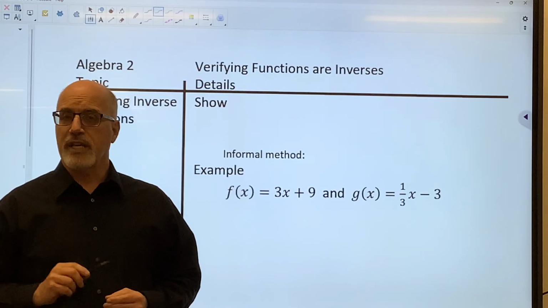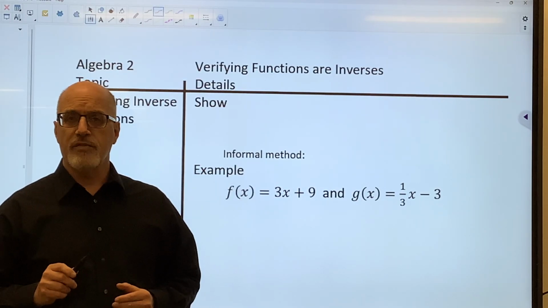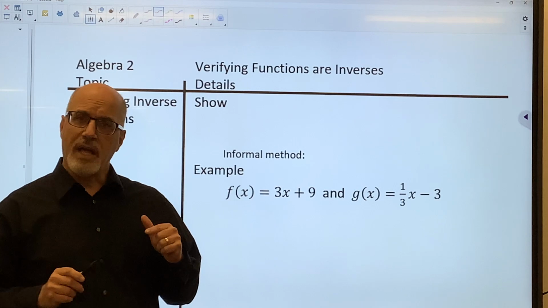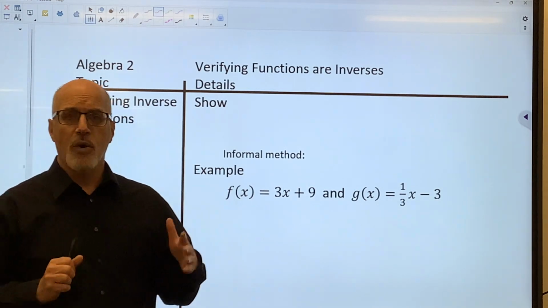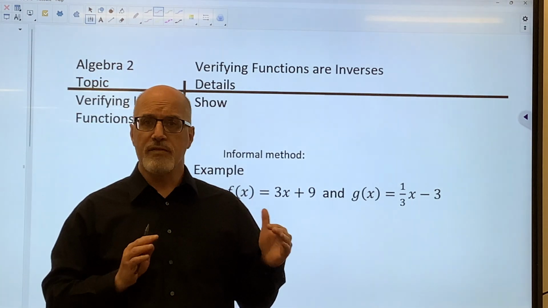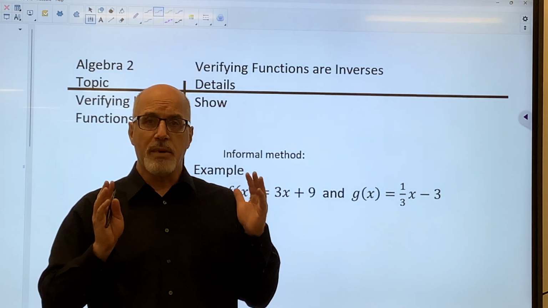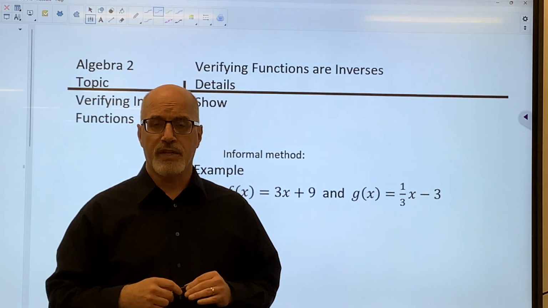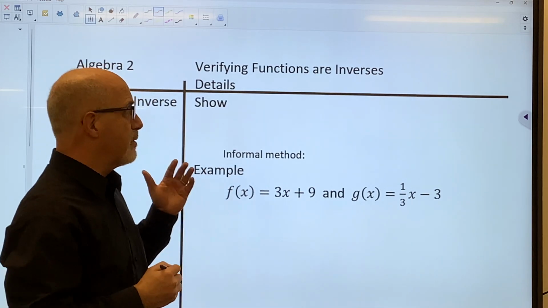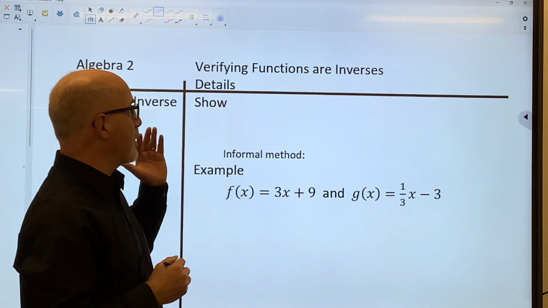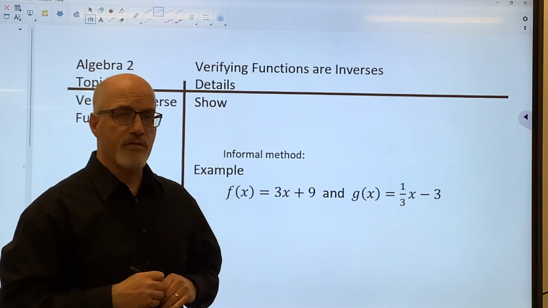In this video, we're going to continue the discussion on inverse functions, and we're going to apply it to how we determine whether two functions are inverses of each other, or verifying that we know they're inverses, but proving it by using a verification. So our objective here is that we can verify that functions are inverses.